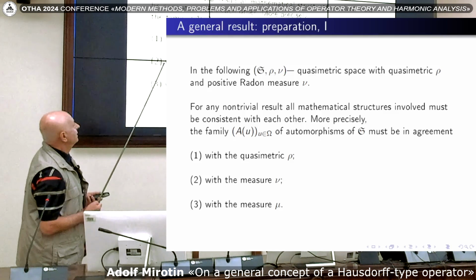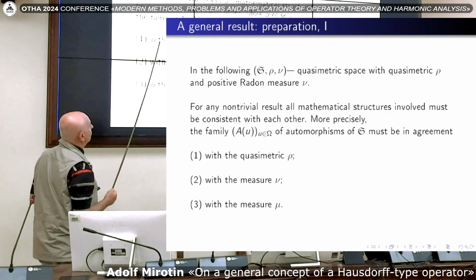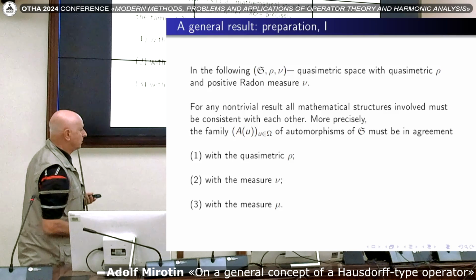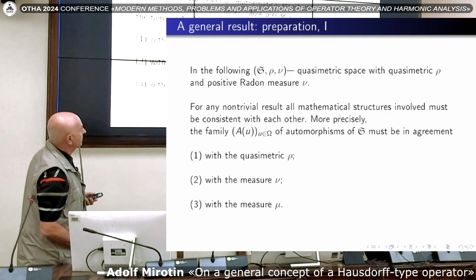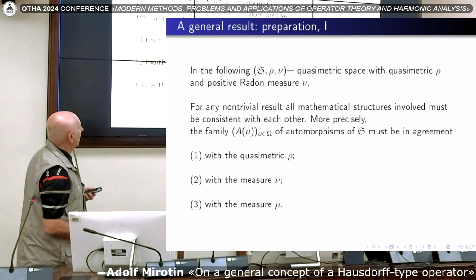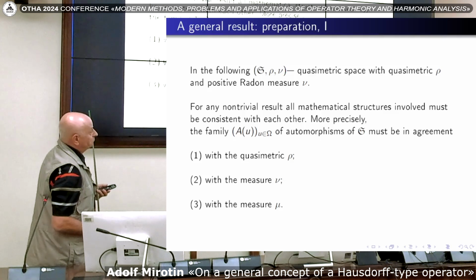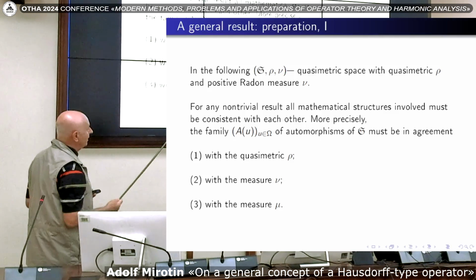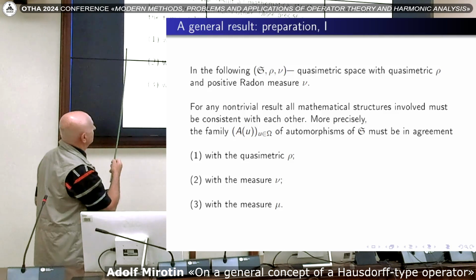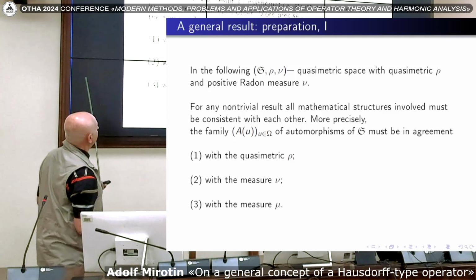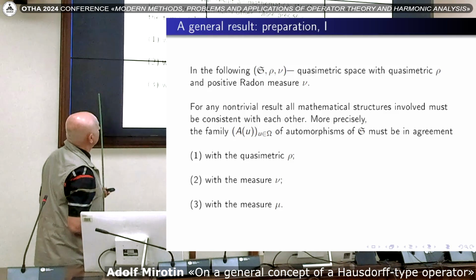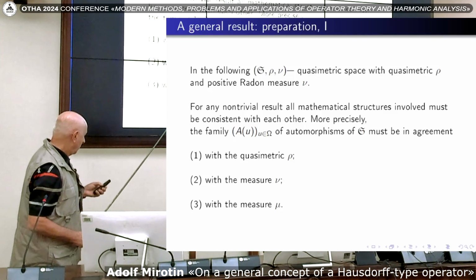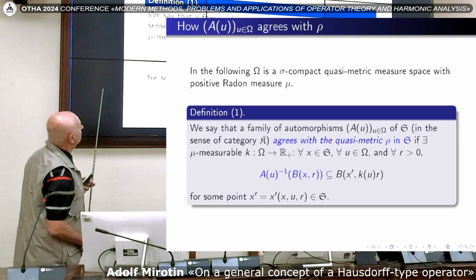The structure of category K, the structure of a quasi-metric space with metric rho, the structure of a measure space with measure nu, and also we have a measure mu in the general definition of the Hausdorff operator. So all these structures must be consistent with each other. More precisely, I want to give definitions of how our family A of U of automorphisms of the set S in the category K is in agreement with the quasi-metric rho on the set S, with the measure nu on the set S, and with the measure mu in the definition of our general Hausdorff operator. So I'll give several definitions.